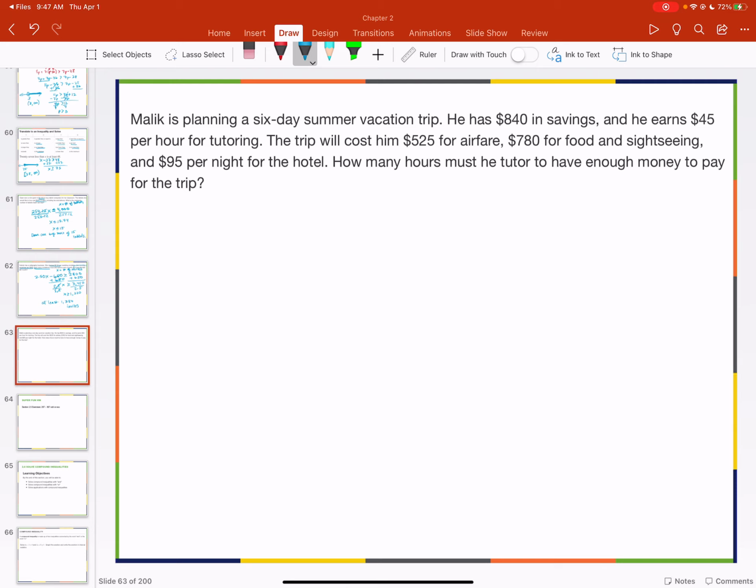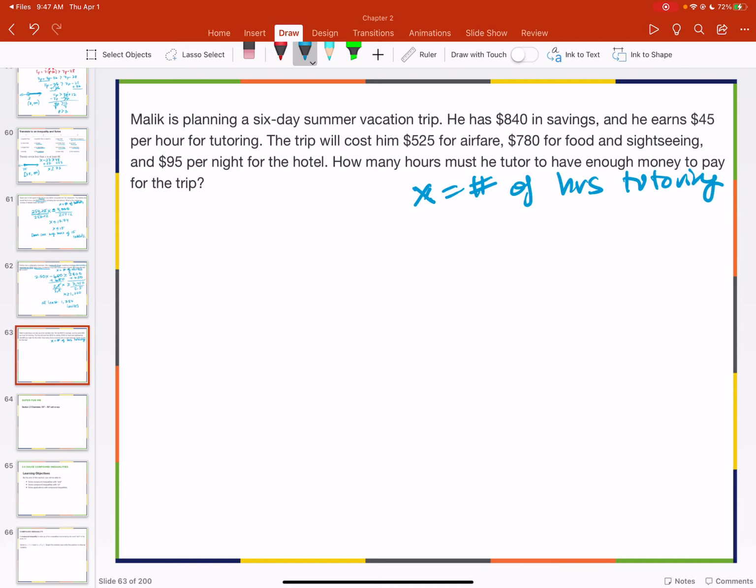Malik is planning a 6-day summer vacation trip. He has $840 in savings, 45 dollars per hour tutoring. The trip will cost him $750 for airfare, $780 for sightseeing, and $95 per night for the hotel. How many hours must he tutor to have enough money for the trip? So let X be number of hours that he has to tutor. Okay. Now the expenses has to be either less than or equal to however much income he has.